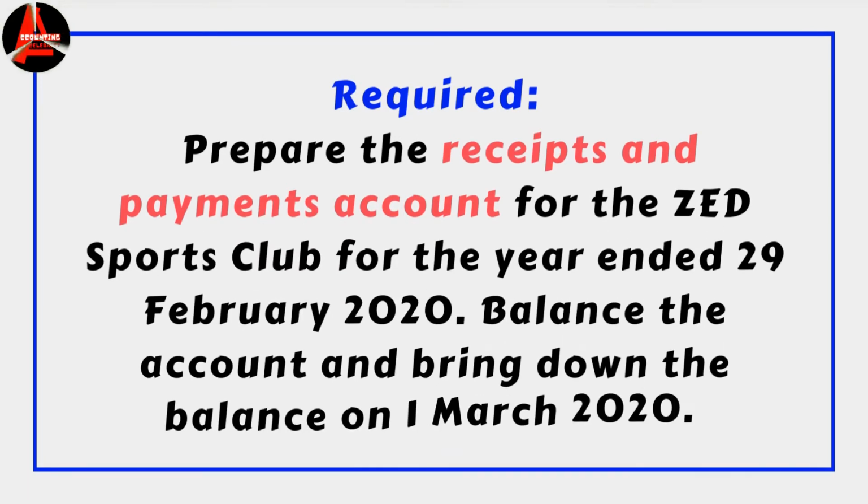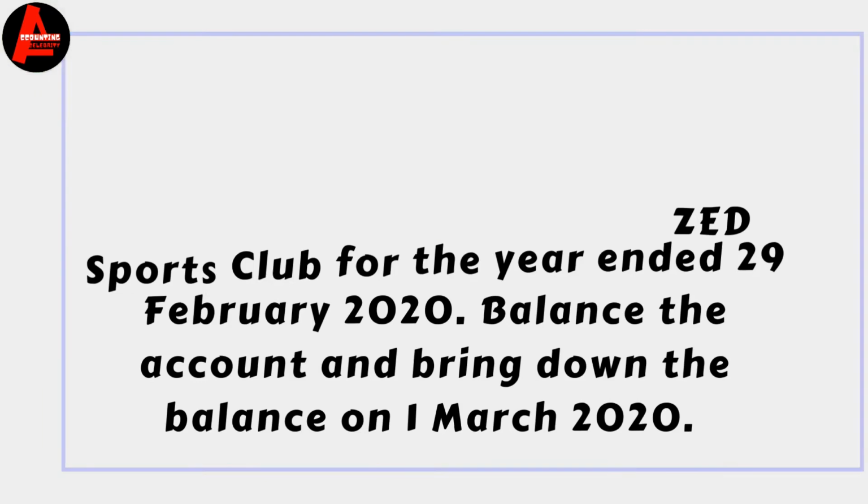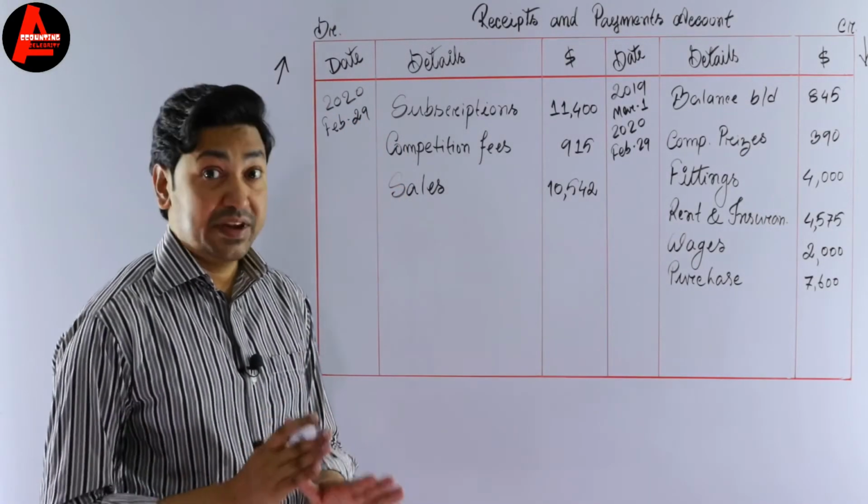Okay, so let us have a look at the requirement. Prepare the receipts and payments account for the Z Sports Club for the year ended 29 February 2020. Balance the account and bring down the balance on 1st March 2020. Okay, so we need to balance it. How to balance it? It's very simple.